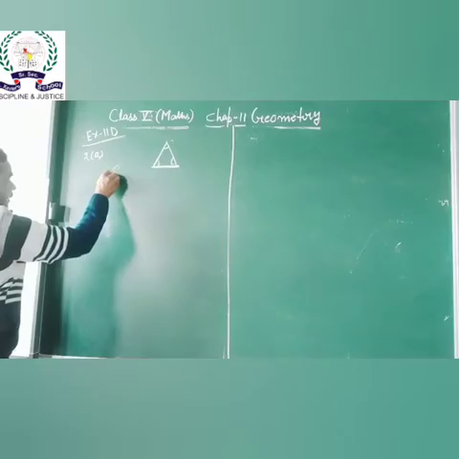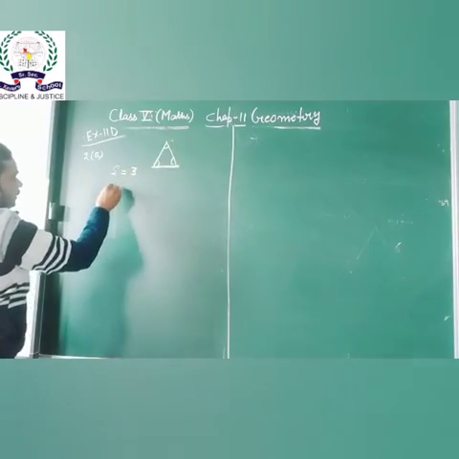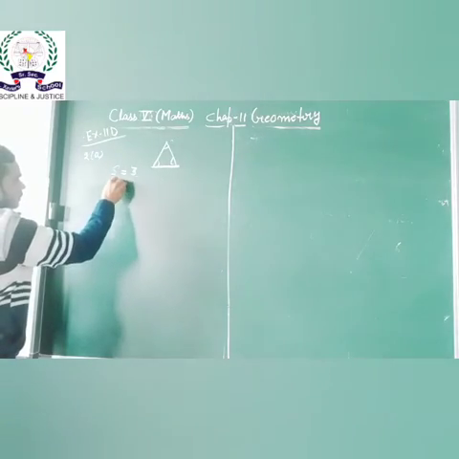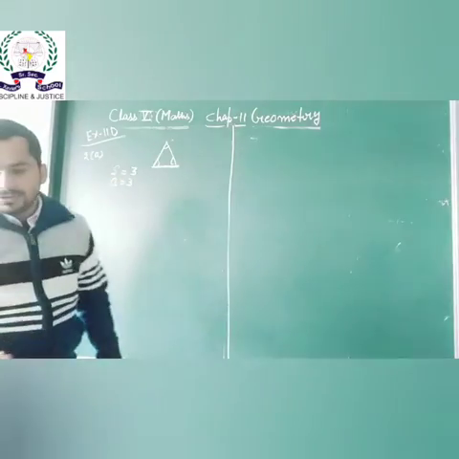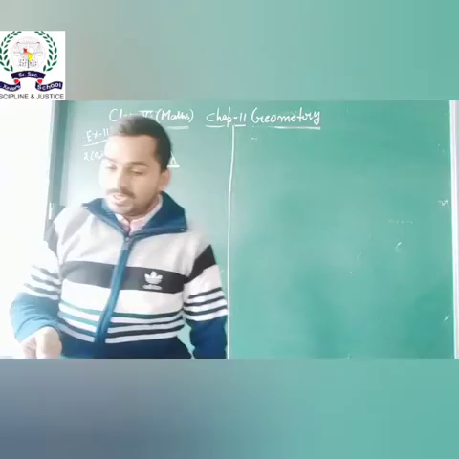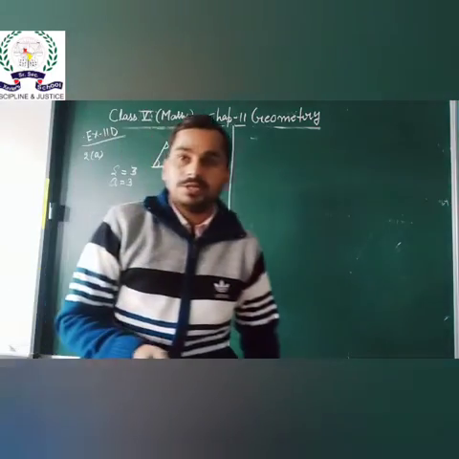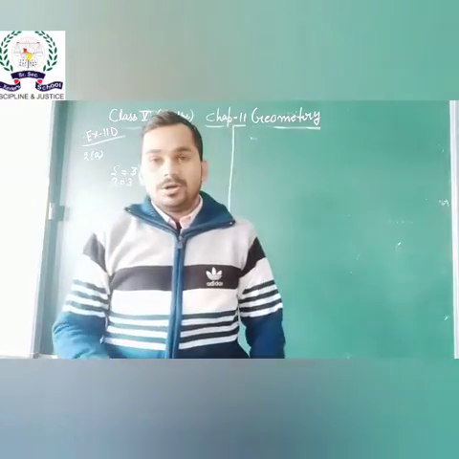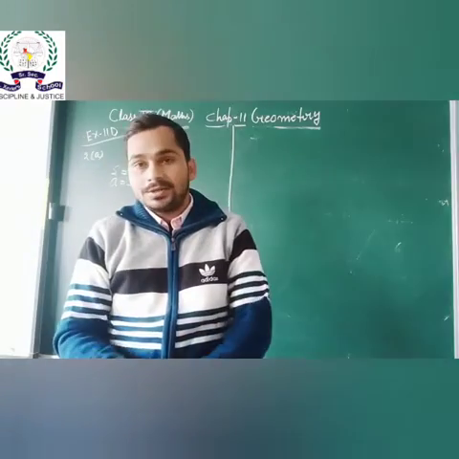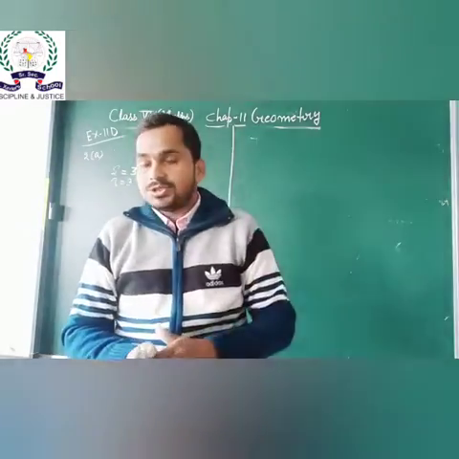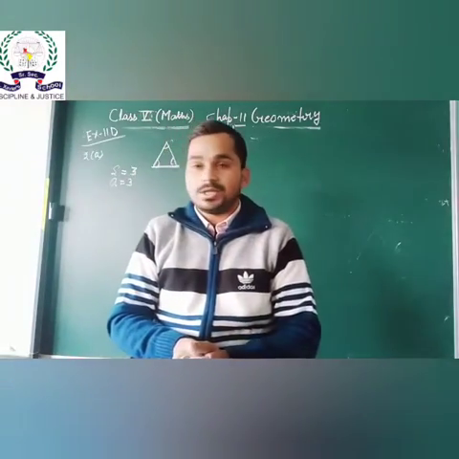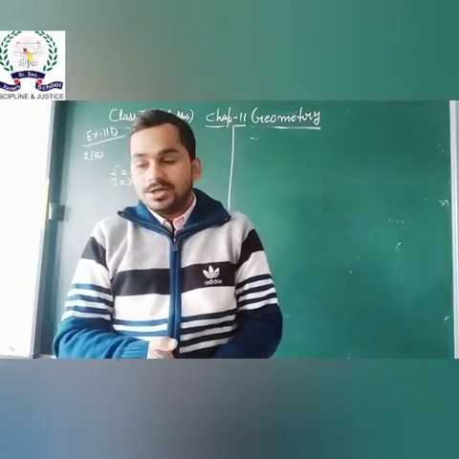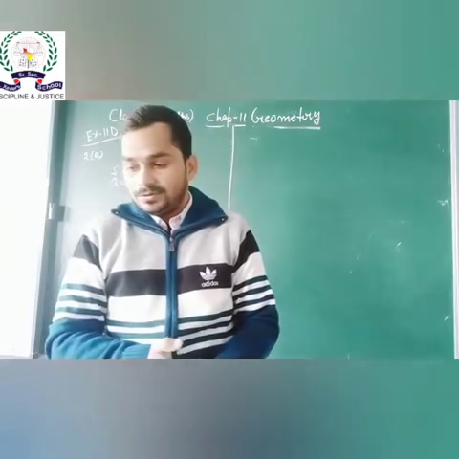The number of sides in a triangle is 3, and the number of angles is also 3. Similarly, B is a quadrilateral where we have 4 sides and 4 angles, and C is a pentagon, so sides are 5 and angles are also 5, and D is a hexagon, so sides are 6 and angles are also 6, and E is a heptagon, so sides are 7 and angles are also 7.